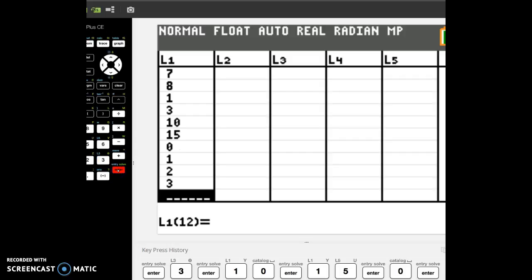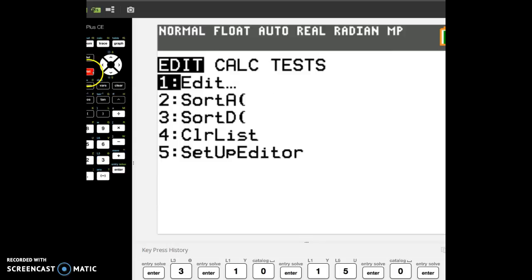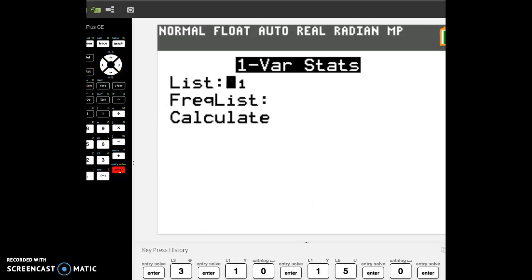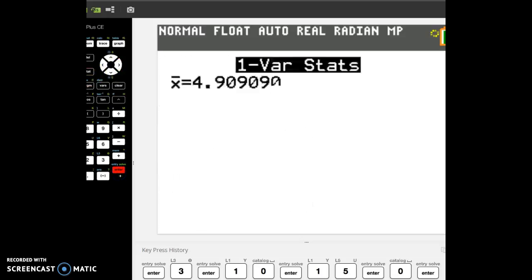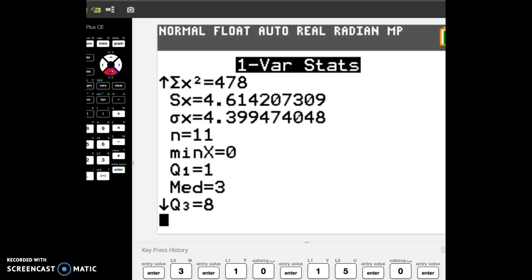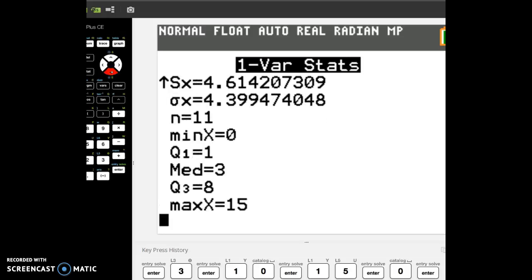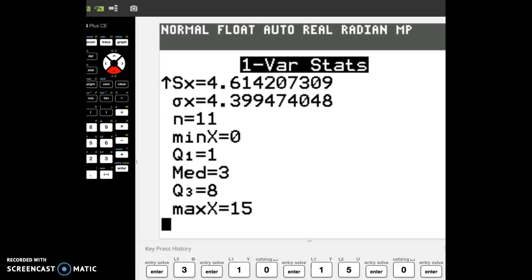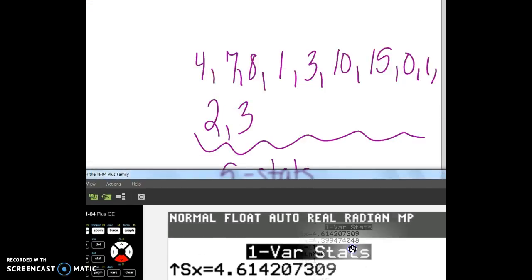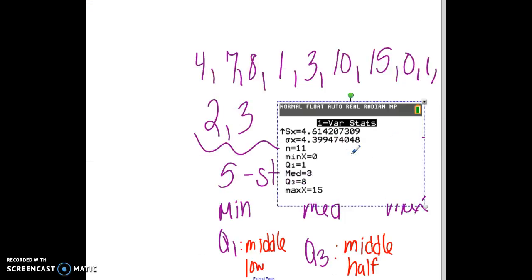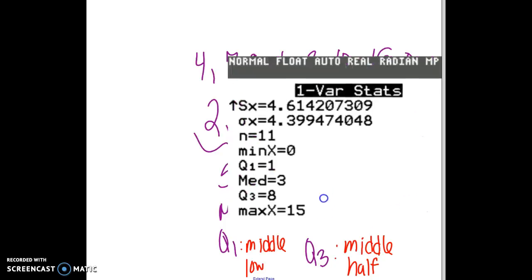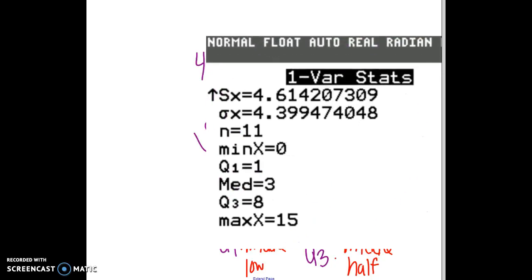So I'm going to get my one variable stats like we've been doing. And if you scroll all the way to the bottom, if you look up here for me, I've got all of those 5 values there. So that is how I can get my 5 statistical summary right there. Here's my 5 number summary. That's the first thing I'm going to want to do.